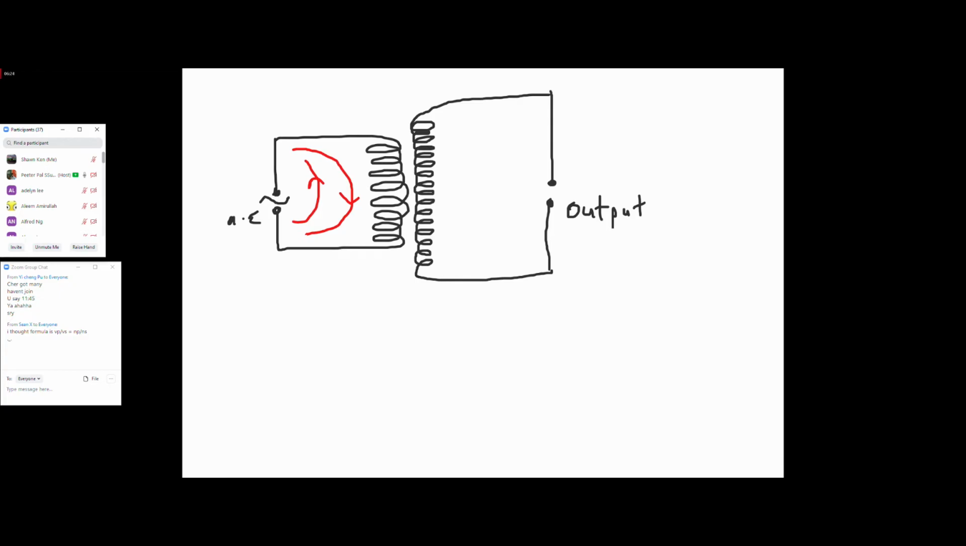The primary coil will produce an electromagnetic field. Yes or no? Yes, okay. The primary coil will produce an electromagnetic field. Okay, now, so the secondary coil constantly undergoes changes of flux.